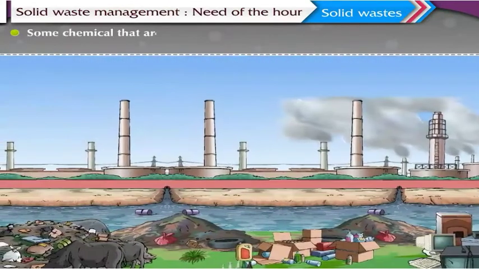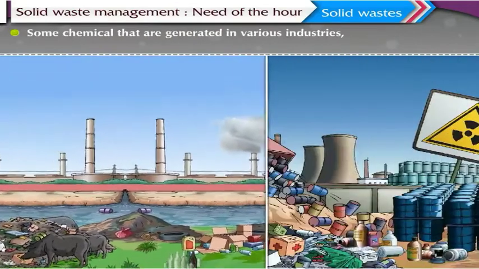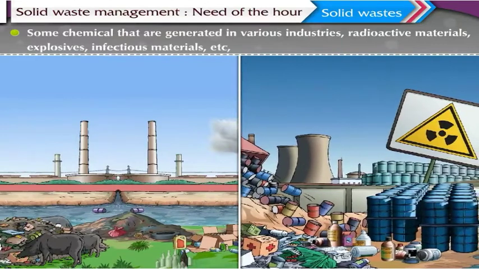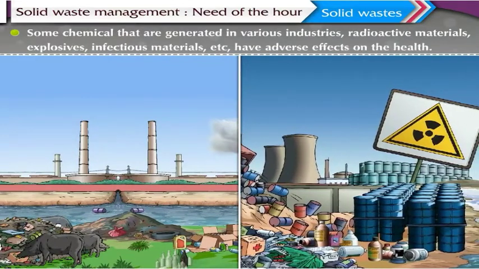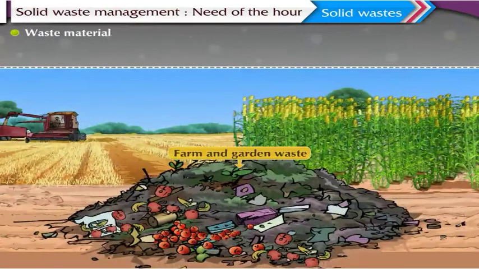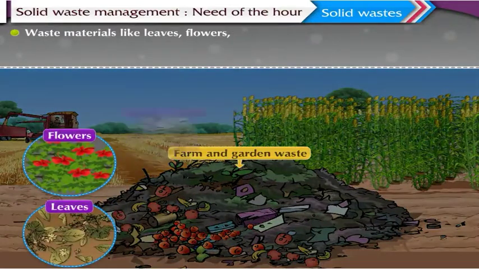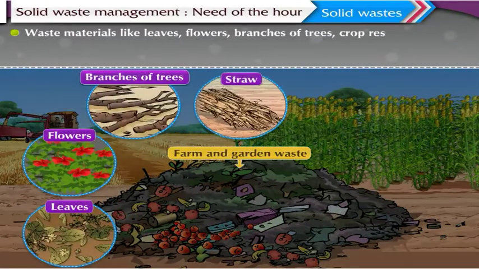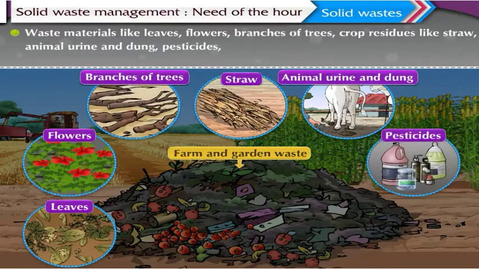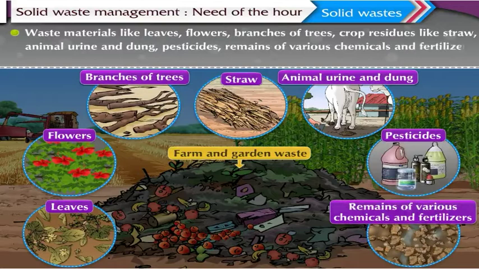Some chemicals that are generated in various industries, radioactive materials, explosives, infectious materials, etc., have adverse effects on the health. These wastes are included under hazardous waste. Waste materials like leaves, flowers, branches of trees, crop residues like straw, animal urine and dung, pesticides, remains of various chemicals and fertilizers, etc., are included under farm and garden waste.